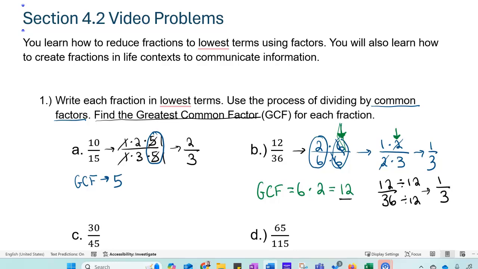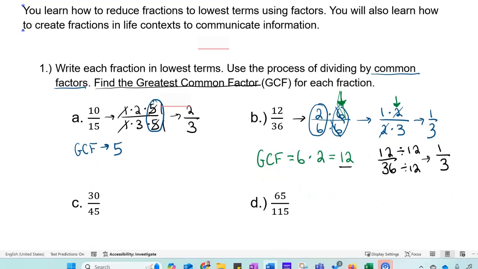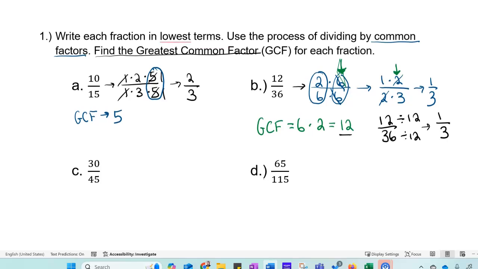So that method you would use if it said to fully reduce or get your fractions into lowest terms using the greatest common factor. But in this case, again, it says common factors, so you have flexibility as to which ones you use. Okay, so go ahead and pause the video and try C and D, both getting them into lowest terms and then also finding out what that GCF is.